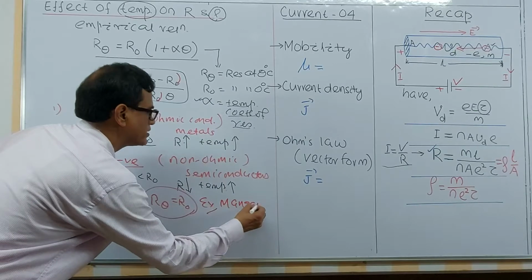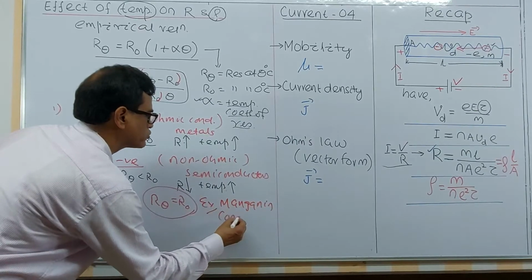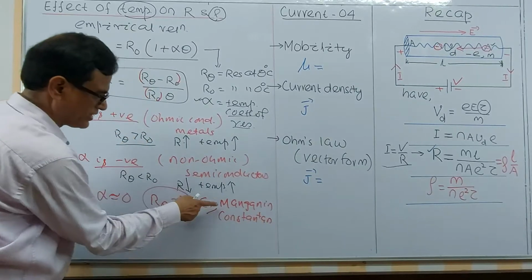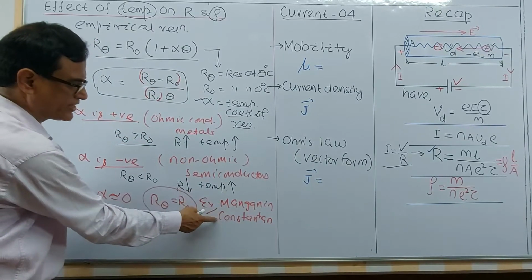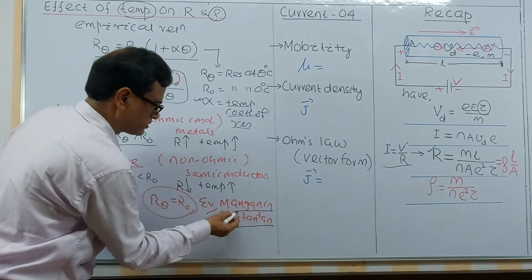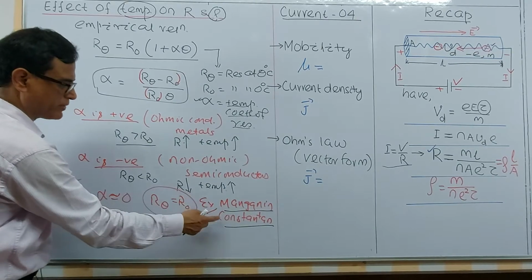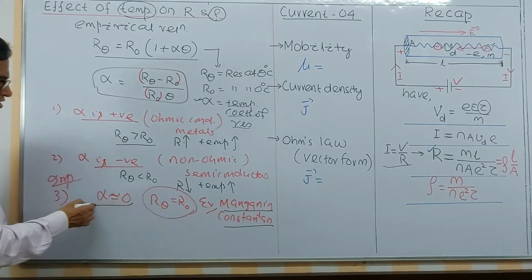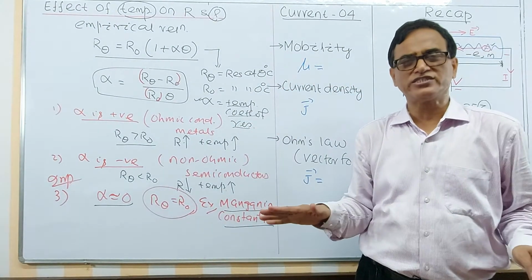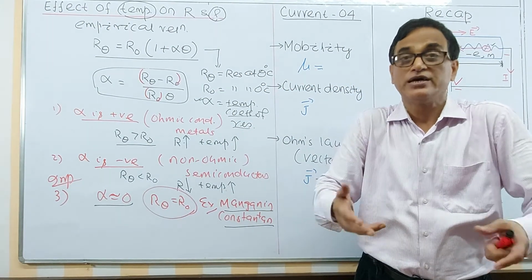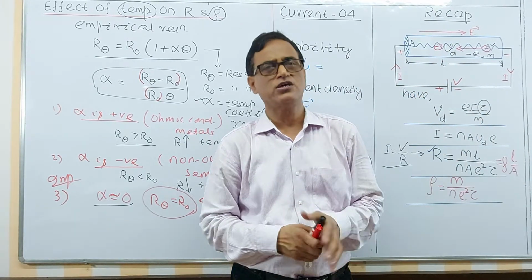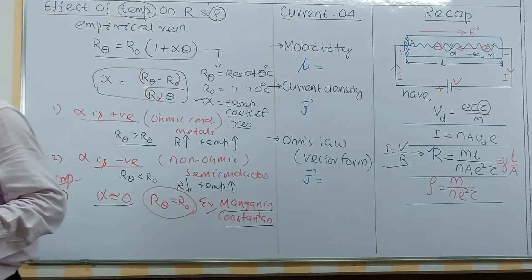Remember this. One is manganin. This may also be one more short question in theory. Constantan is an alloy of copper and nickel. These are the alloys of certain materials manufactured to make the resistance box, in which resistance does not change. Even if temperature changes, resistance does not change. This is a very important conclusion we are using in the lab.